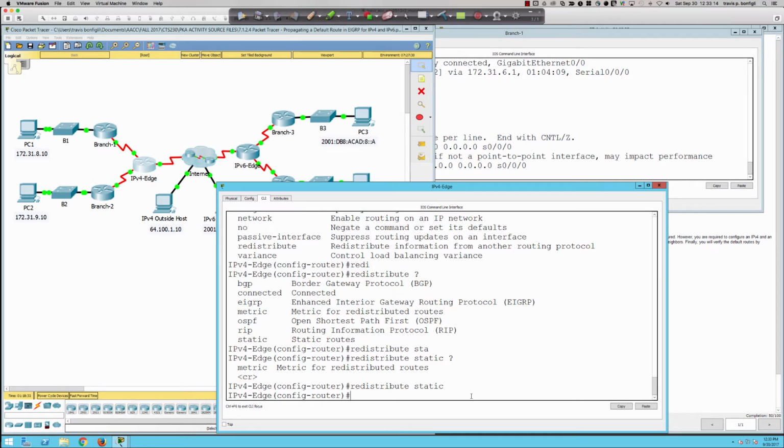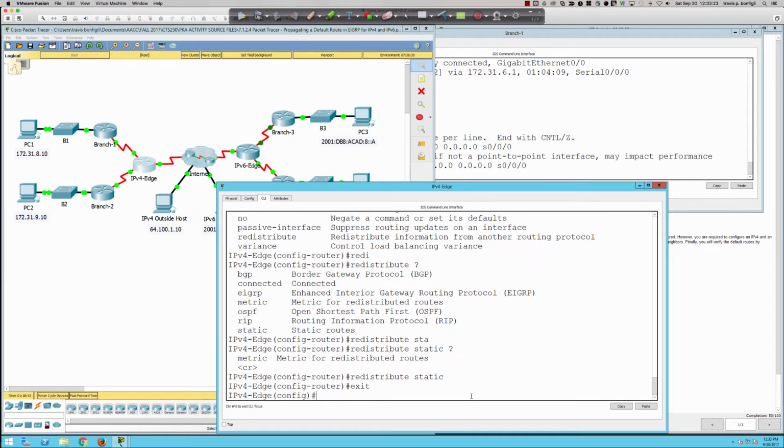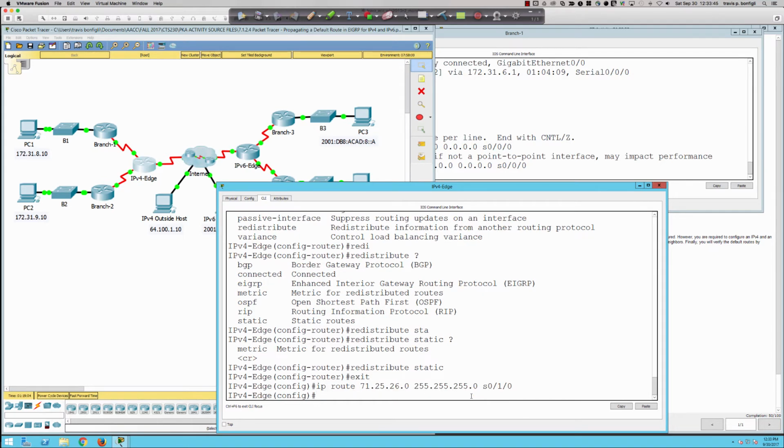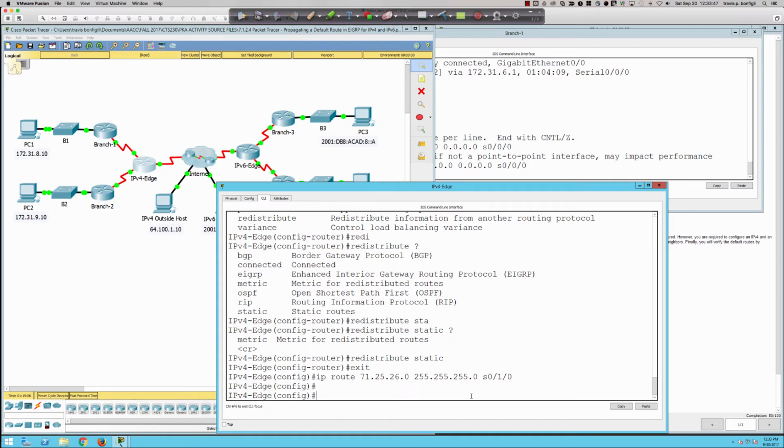router, you are correct. Because all I'm telling it to do here is, hey, if there's a static route on here, and let's create a bogus static route just for the sake of this conversation. So if I were to say IP route and let's make a network up, 71.25.26.0 with 255.255.255.0, and I said go out the serial 0/1/0 interface, right? That's a static route, correct?